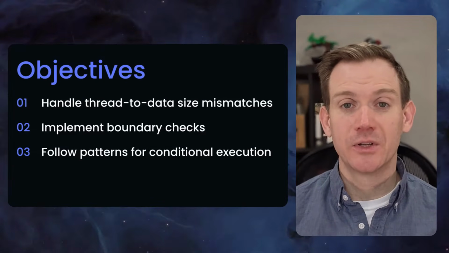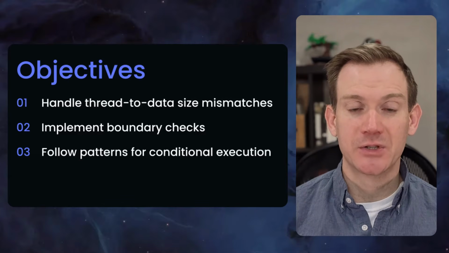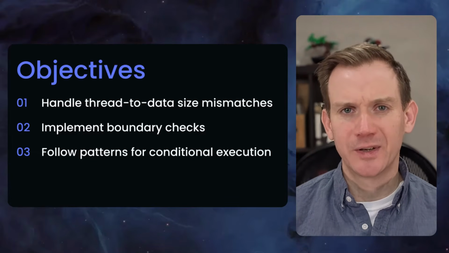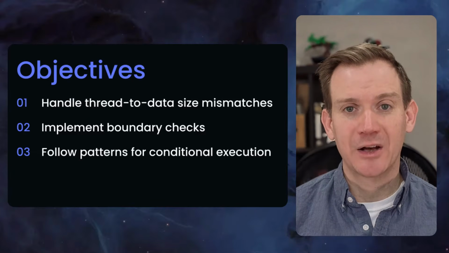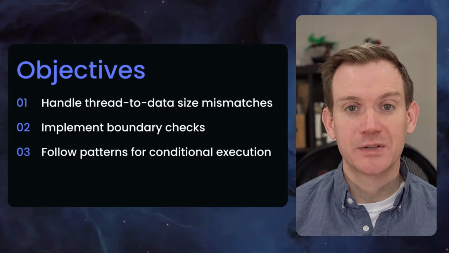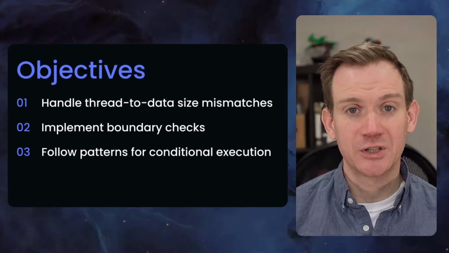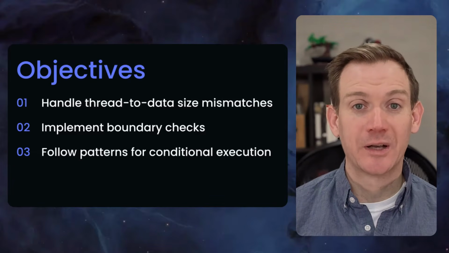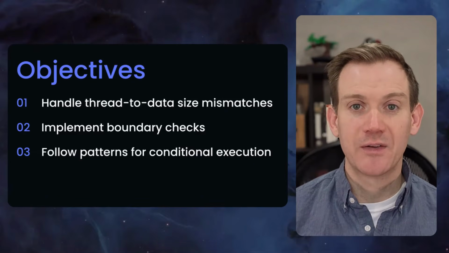By the end of this video, you'll understand a few key concepts. First, how to handle thread to data size mismatches. GPUs launch threads in fixed block sizes, but your data might not perfectly align with those sizes. Second, how to implement boundary checks to prevent out-of-bounds memory access. Writing past array boundaries causes undefined behavior and crashes. And third, the pattern of conditional execution in GPU kernels. You'll learn when threads should execute and when they should skip their work. These concepts are absolutely foundational. Every production GPU kernel uses these patterns in some way to ensure safe, correct execution.